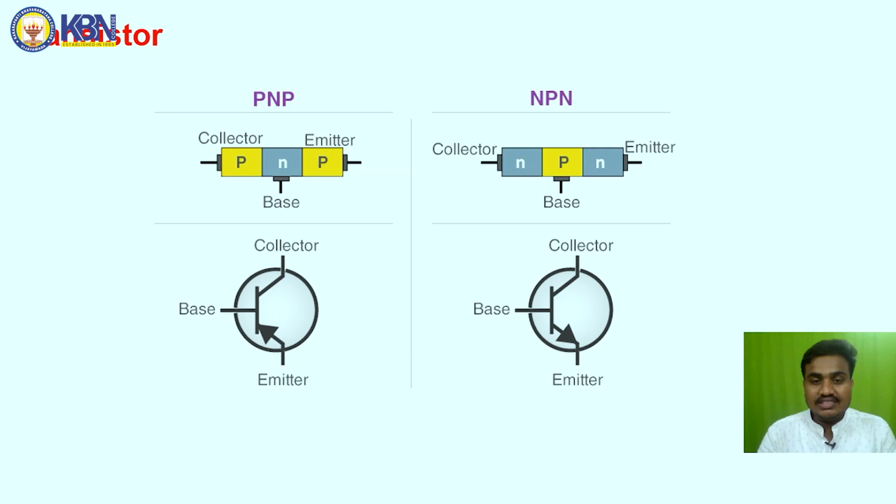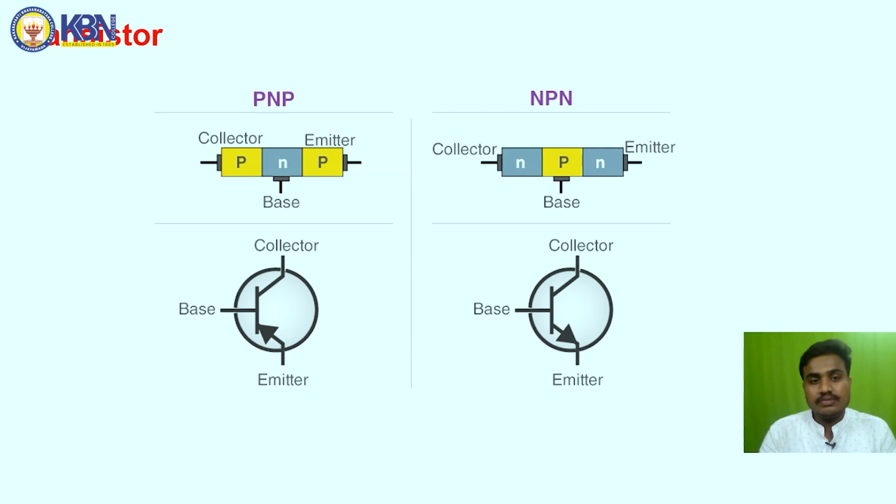These are the circuit and symbols for the PNP and NPN transistors. The major difference between the PNP and NPN transistor is that if the arrow mark points towards the base terminal in the emitter region, then it is called PNP. If the arrow mark points towards the emitter side, then the transistor is known as the NPN transistor.